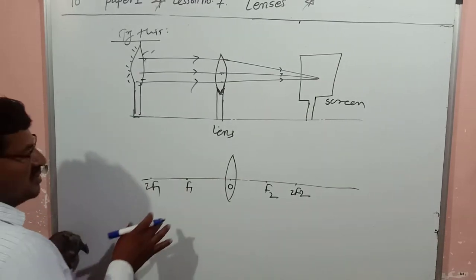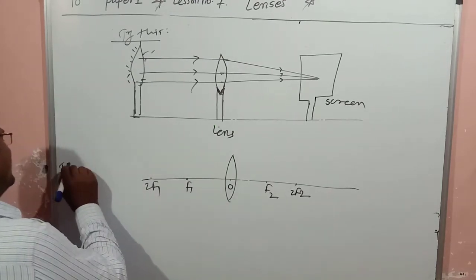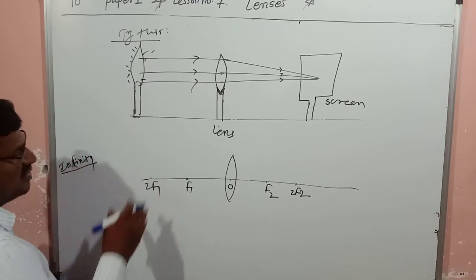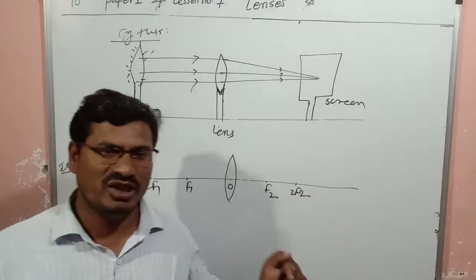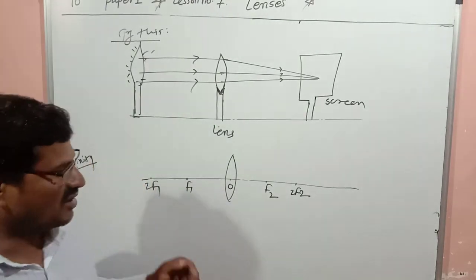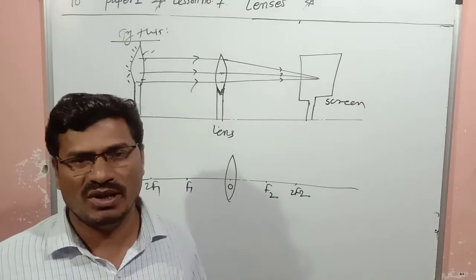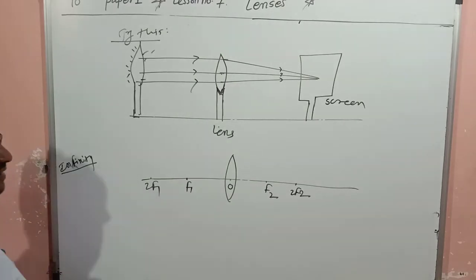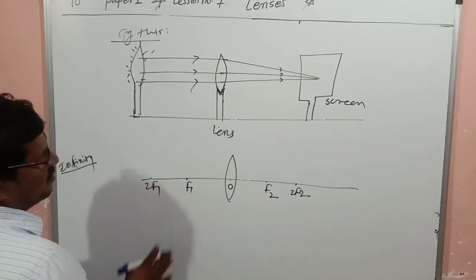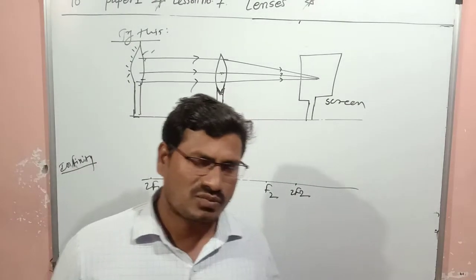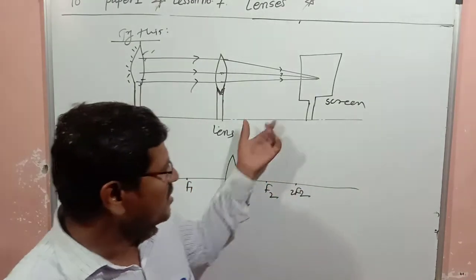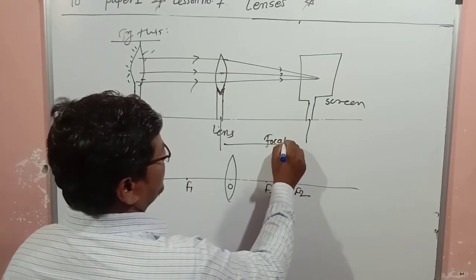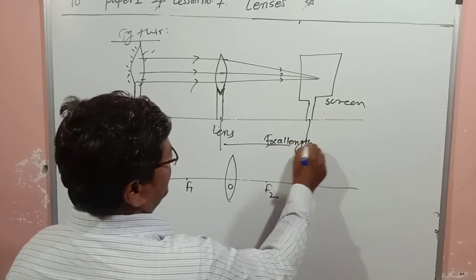So what will happen now? Here will be infinity. Light rays coming from infinity, or from an object which is far away, come parallel to the principal axis. And this lens is a convex lens, a converging lens. If you measure this distance, that will be your focal length.